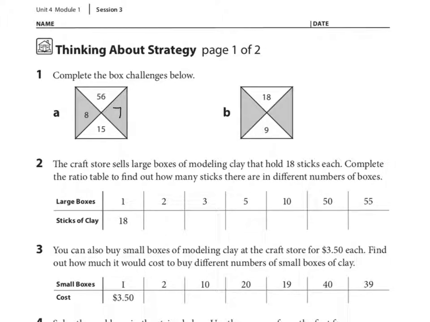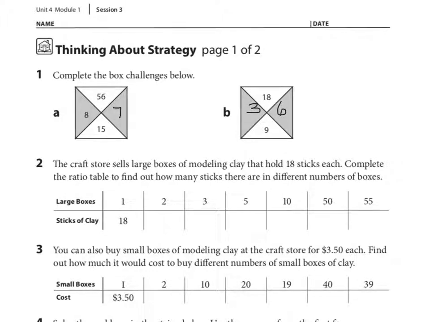Look at B. Two numbers multiplied are 18, two numbers added are 9. So you have to think, what are the factors of 18? And then which of those two can add to be 9? And if in your head you said 3 and 6, you are correct.